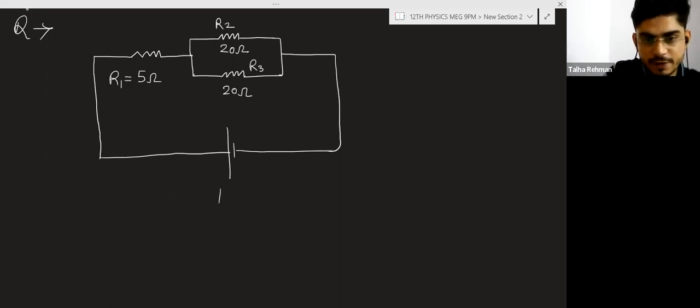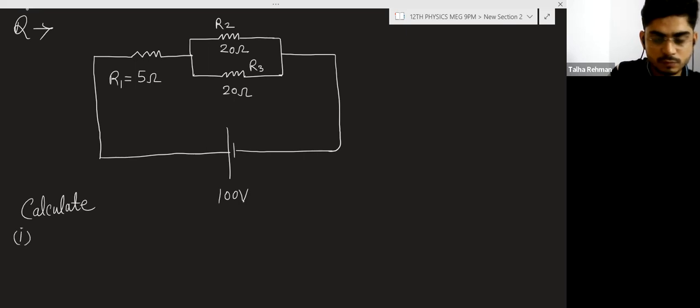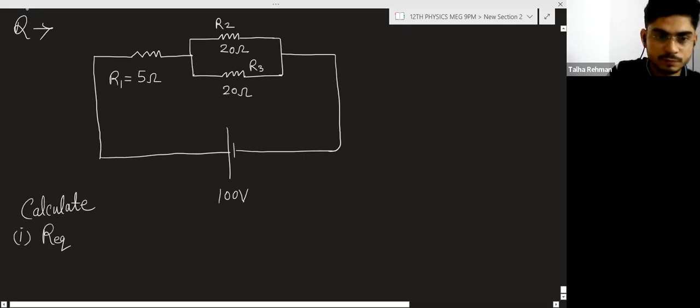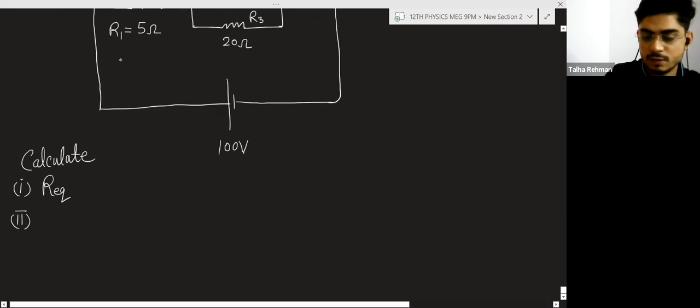The battery connected is of 100 volt and we have to calculate, number one, R equivalent, second, we have to calculate the voltage and current across each resistor.